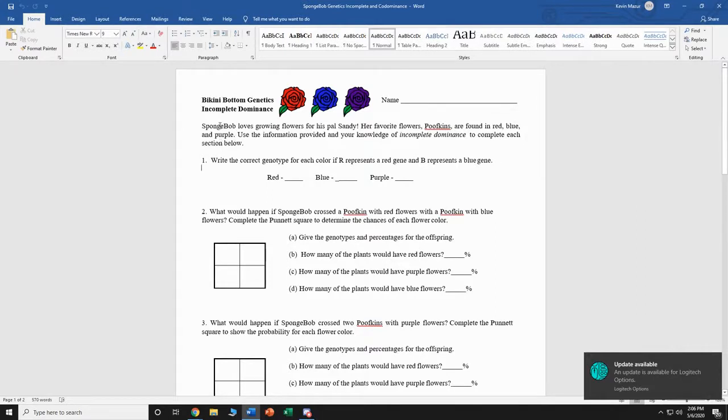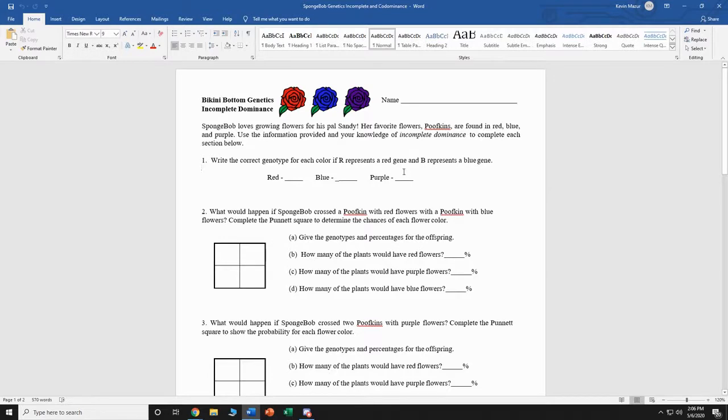It says SpongeBob loves growing flowers for his pal Sandy. Her favorite flowers, puffkins, are found in red, blue, and purple. Use the information provided and your knowledge of incomplete dominance to complete each section below. Write the correct genotype for each color if R represents red gene and B represents blue gene.